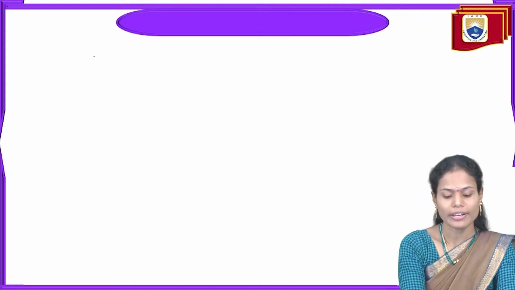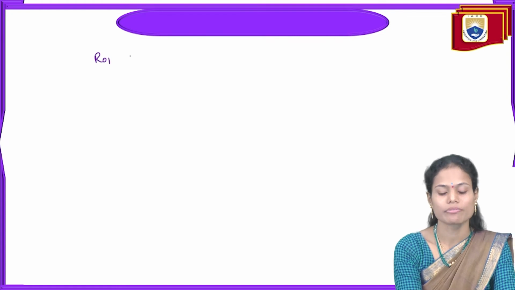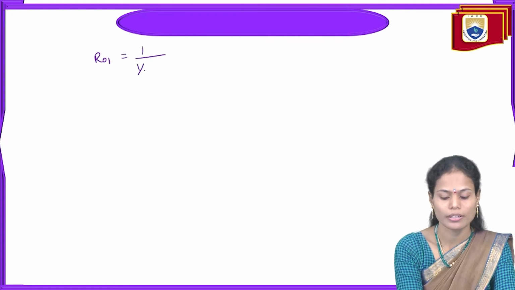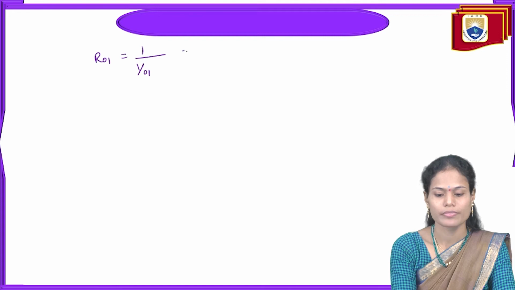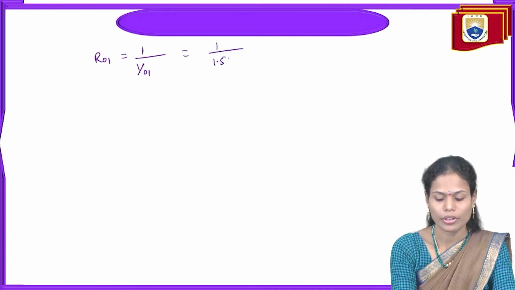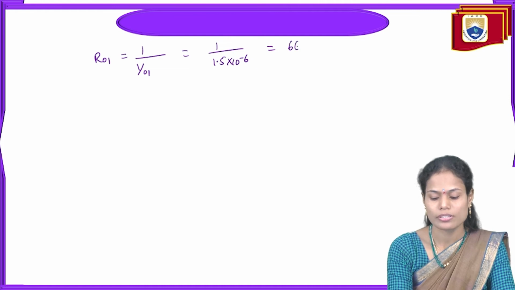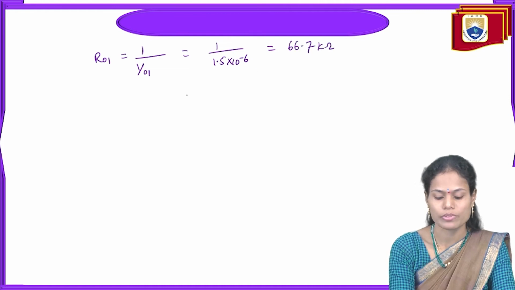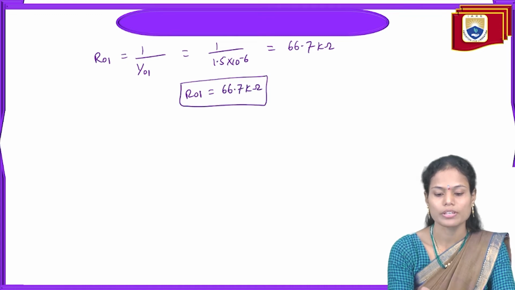This is the Y01 value. Next, to find the output impedance of the first stage, we have to take 1 by admittance. That is 1 by 1.5 into 10 power minus 6. That value is 66.7 kilo ohms. So the output impedance of the first stage is 66.7 kilo ohms here.